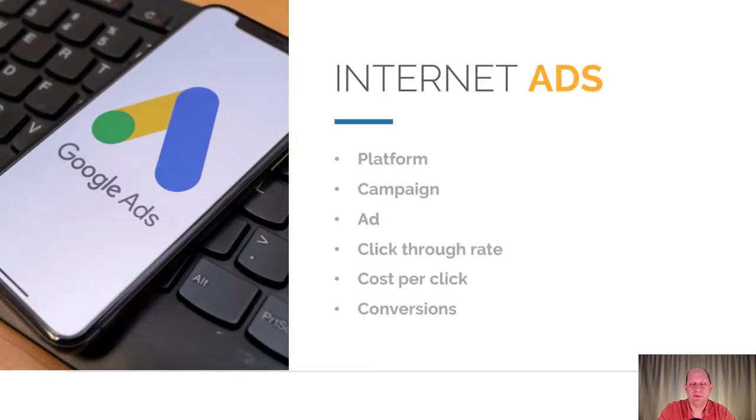Internet ads themselves provide tons of data that can be useful in the conversion rate. The platform: is it a Google ad? Is it a Facebook ad? You may have multiple campaigns within each of those, which then may have different ad types. A number of conversion rates are built into these systems. For example, the click-through rate: how many times is your ad seen and then actually clicked. Because these are paid platforms, there's a cost related to each click, and ultimately, if they perform the action you desired, conversions can be displayed.